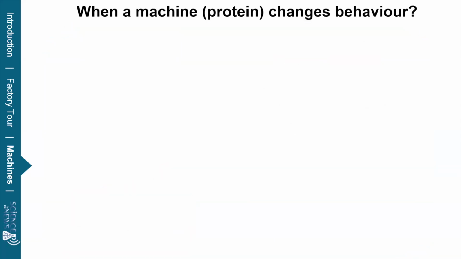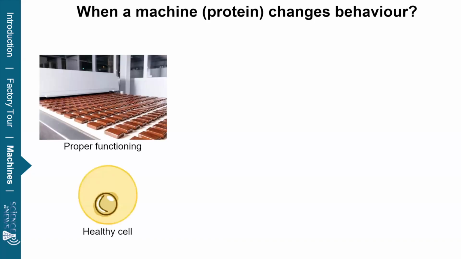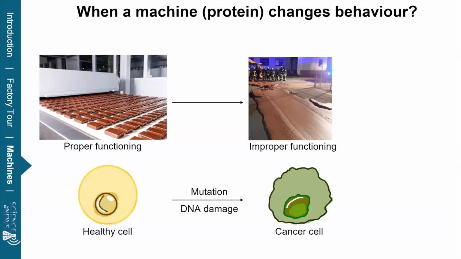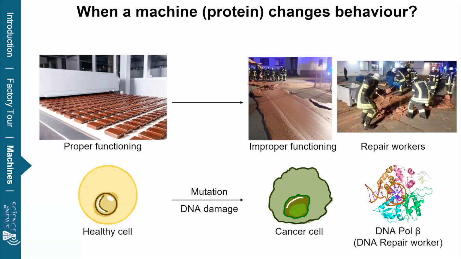Now, what if the machine changes behavior? What happens if the music changes? When a machine in the factory breaks, you get spilled chocolate, a mess on the floor, and production grinds to a halt until the repair crew comes in. The factory stops working as it should.